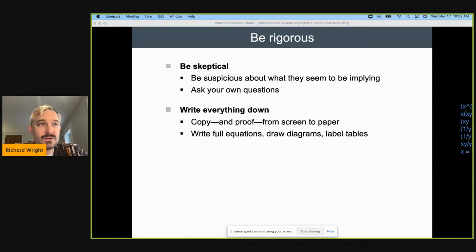It doesn't necessarily mean equations. It could be a table if you're doing an overlapping sets problem. It can be a picture if you're doing a geometry problem, but it needs to be something rigorous that you can really do math on.